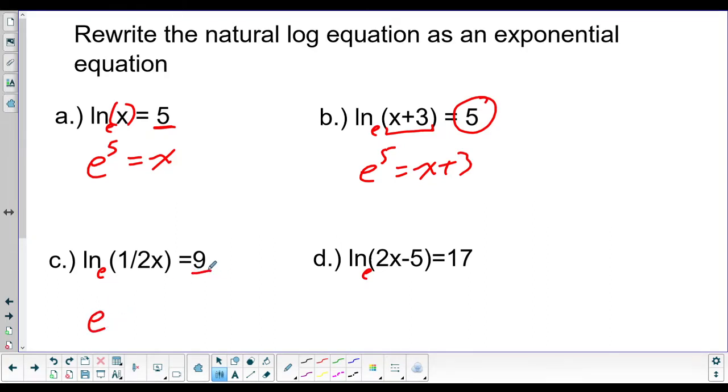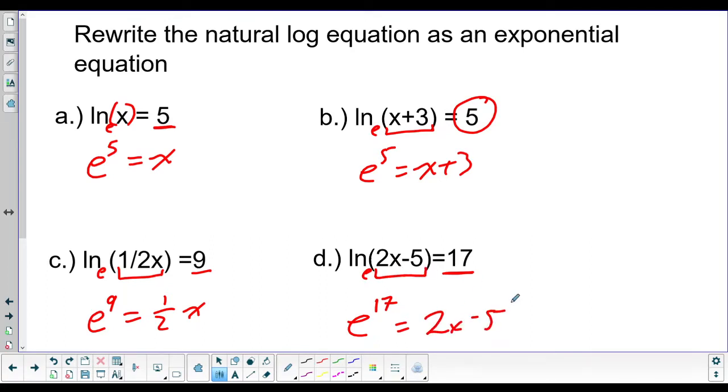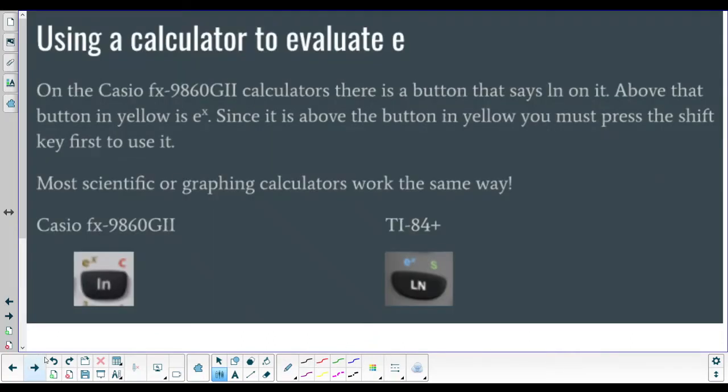e to the power of 9 equals whatever the argument is, 1/2 x. e to the power of whatever the logarithm is equal to equals the argument, 2x minus 5. And there you go. You're a master of rewriting. Perfect. You did it. All right.